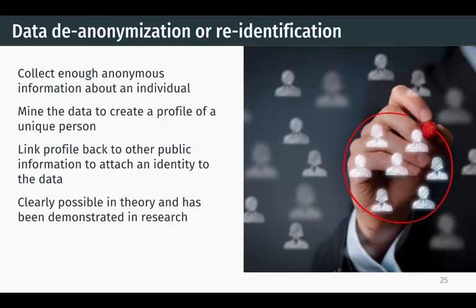With respect to pseudonymization, I thought it would be interesting to talk about de-anonymization or re-identification. This illustrates the concept that it's really difficult to anonymize data, even when it's done very well, but especially when it's done badly. De-anonymization or re-identification is about collecting enough anonymous, with air quotes, information about an individual, mining the data to create a profile of a unique person, then trying to link the profile back to other public information to attach an identity to the data. This is clearly possible in theory and has been demonstrated in research, and I'll give you some examples now.